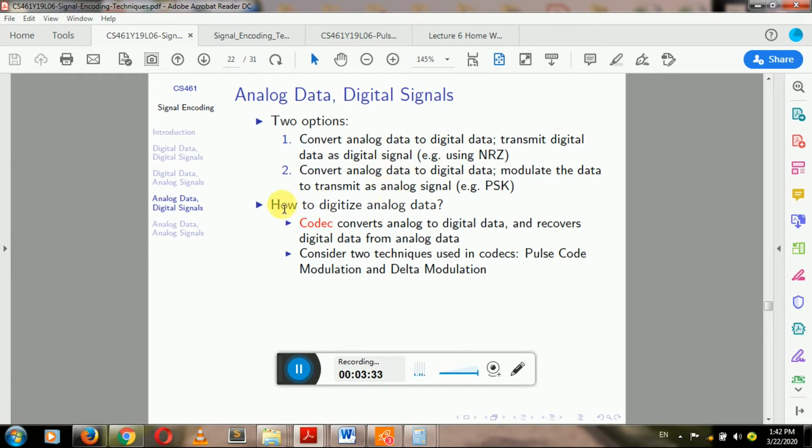Here we will see how to digitize this analog data. We have a device called a codec that converts the analog data into digital data and recovers the digital data from the analog data at the receiver end. The conversion is called encoding and the recovering is called decoding, so the two together are called a codec. There are different techniques used for analog to digital data conversion. In this class we will see pulse code modulation and delta modulation. We will see it in more detail in the higher class.